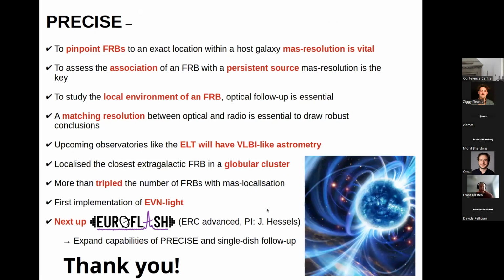That already brings me to the end here, that PRECISE is great to pinpoint FRBs with millisecond resolution, and of course to also see if there's a persistent source. We're always doing the optical follow-up, obviously, to then check the local environment. Even in the future, for nearby FRBs, the millisecond localization will be crucial, because something like ELT will have VLBI-like astrometry to then really probe the local environment.